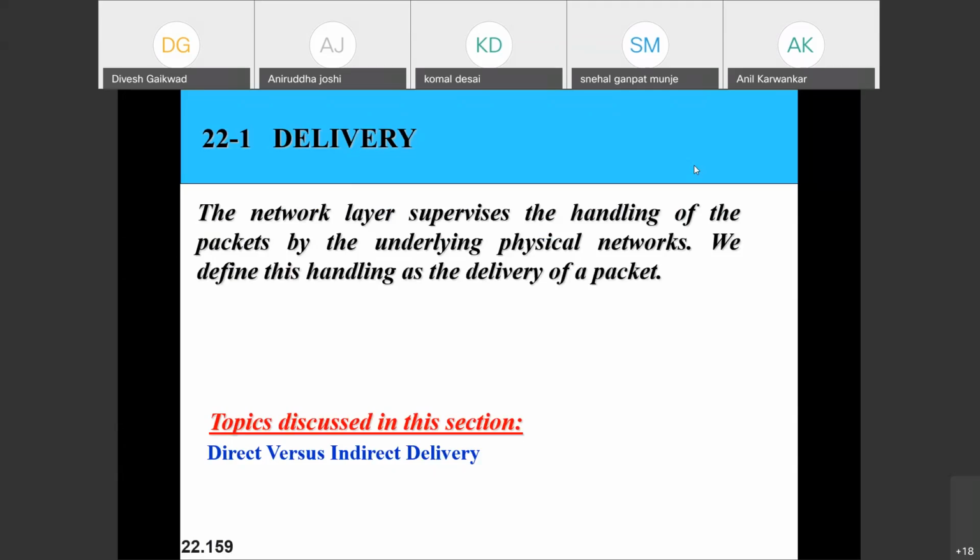The direct delivery occurs when the source and destination of the packets are located on the same physical network, or when the delivery is between the last router and the destination host, that is, the two devices are in the same network. The sender can easily determine if the delivery is direct. It can extract the network address for the destination.